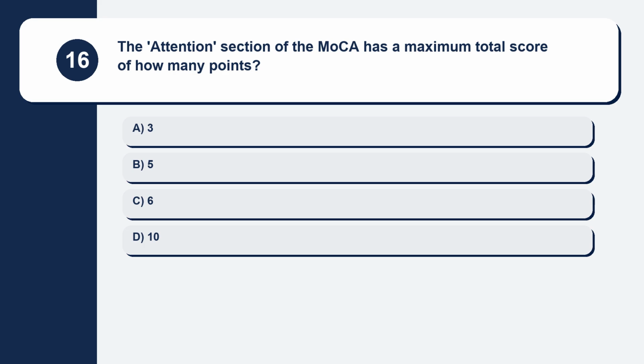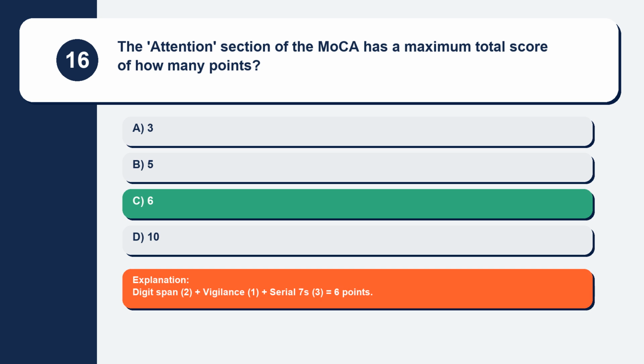Question 16. The attention section of the MoCA has a maximum total score of how many points? 3, 5, 6, 10. Digit span, 2, plus vigilance, 1, plus serial 7s, 3, equals 6 points.